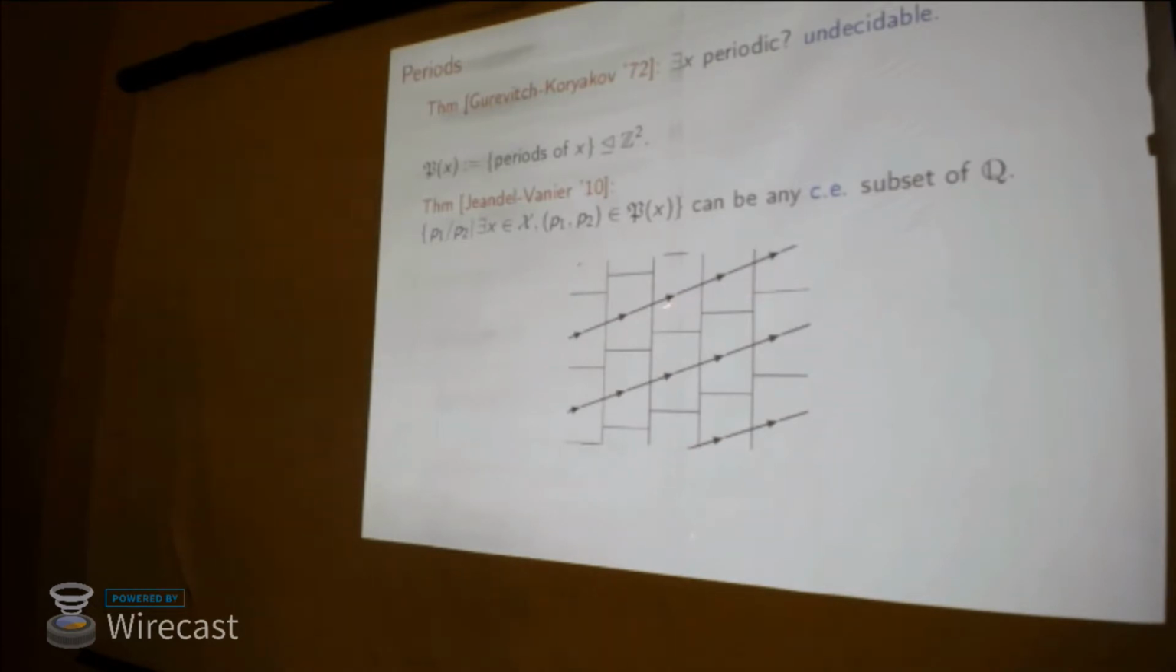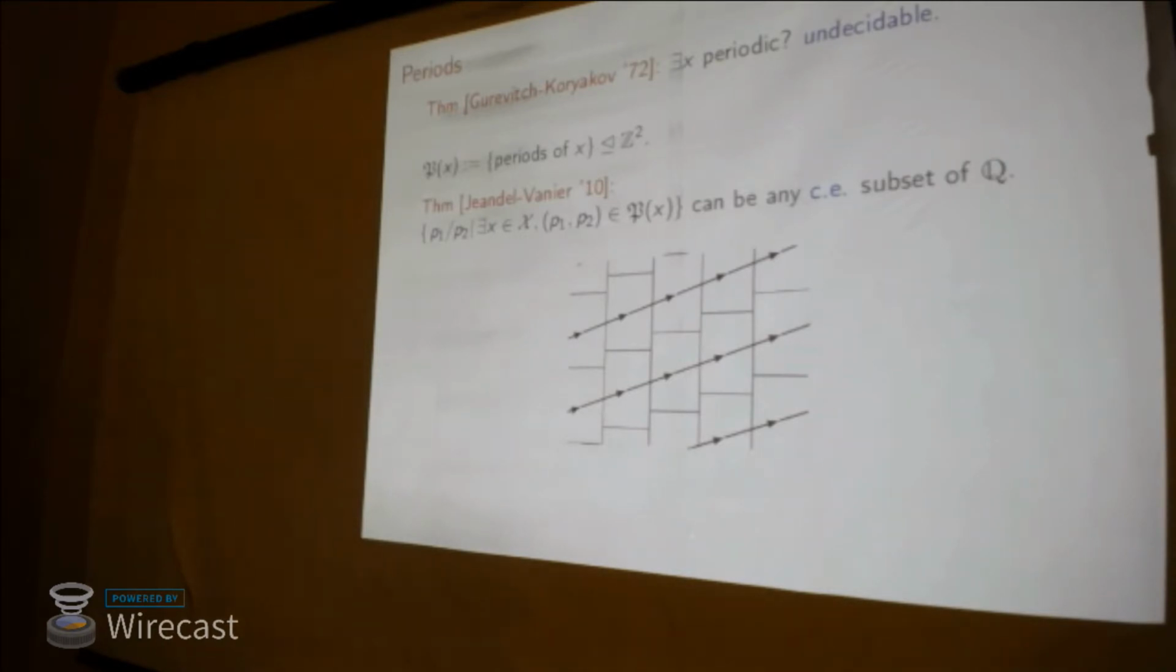So you have a periodicity vector here. You can be interested in the set of all periodicity vectors of one given SFT. This set is a computably enumerable subset of rationals. And for every computably enumerable subset of rationals, they managed to build a subshift of finite type which has exactly this set as a set of slopes of directions of period.